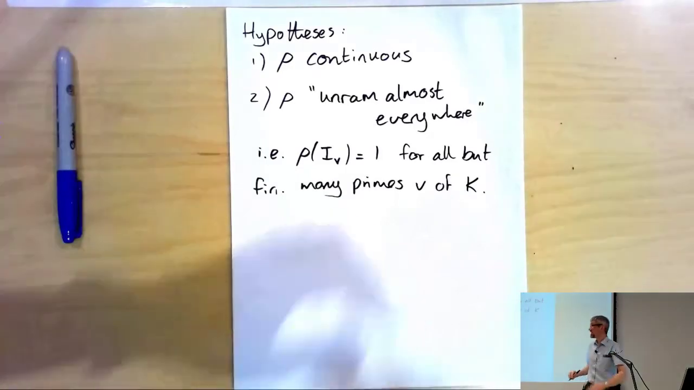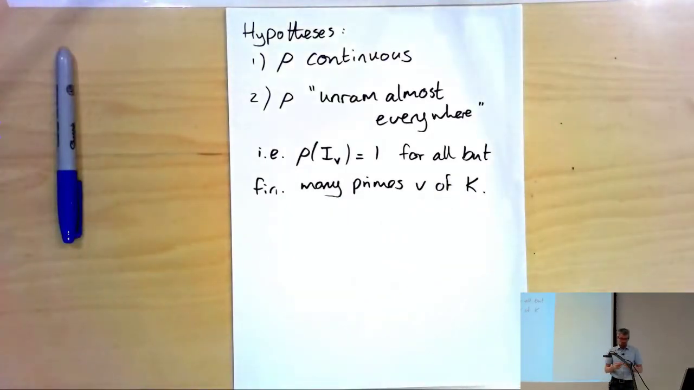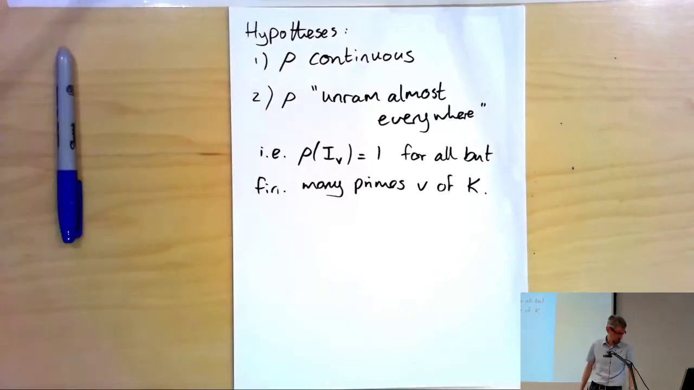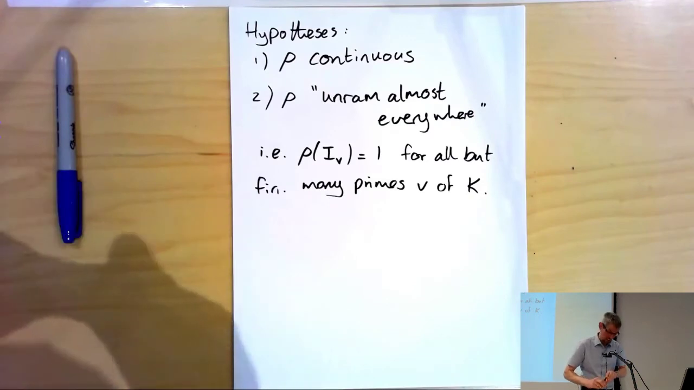So it's actually not that easy to construct examples of rho that don't satisfy these conditions. Pretty much every natural thing that you write down is going to satisfy conditions 1 and 2. It's a good exercise to build one that doesn't.